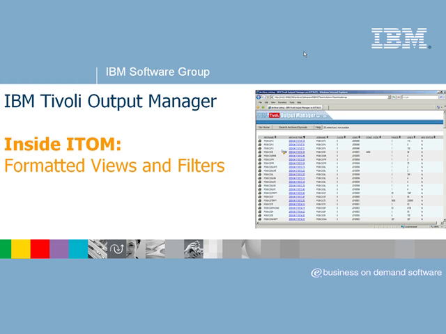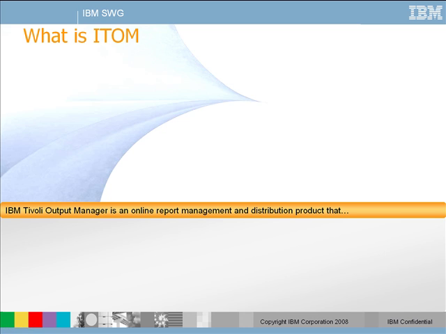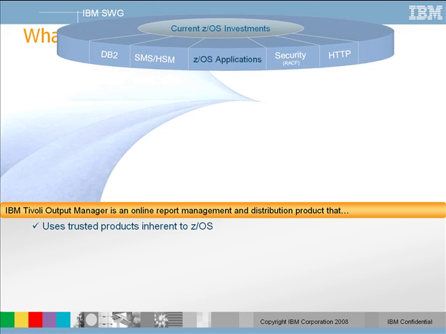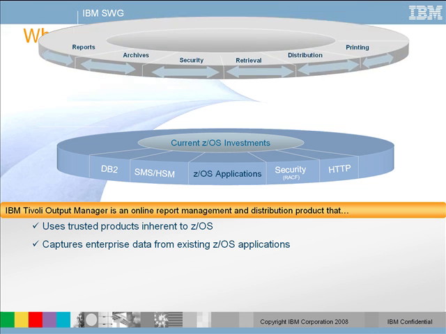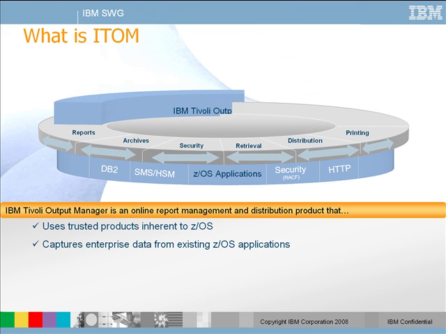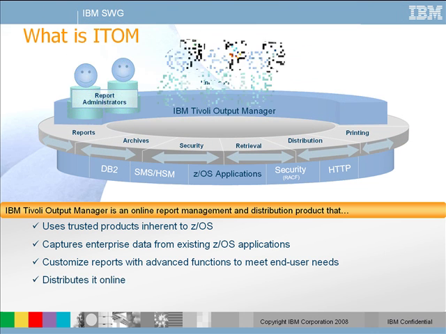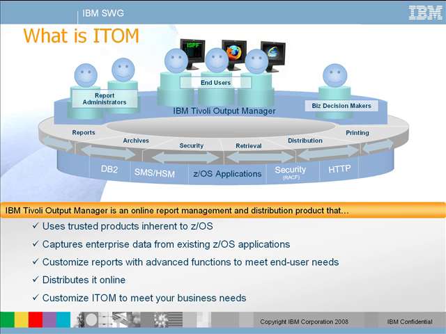IBM Tivoli Output Manager for z/OS is a single integrated product that exploits your readily available z/OS capabilities, helping you avoid expensive proprietary approaches to output management.